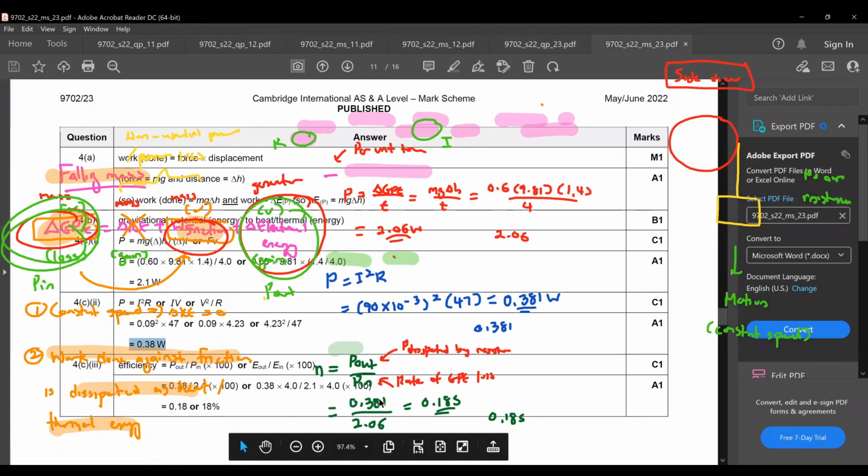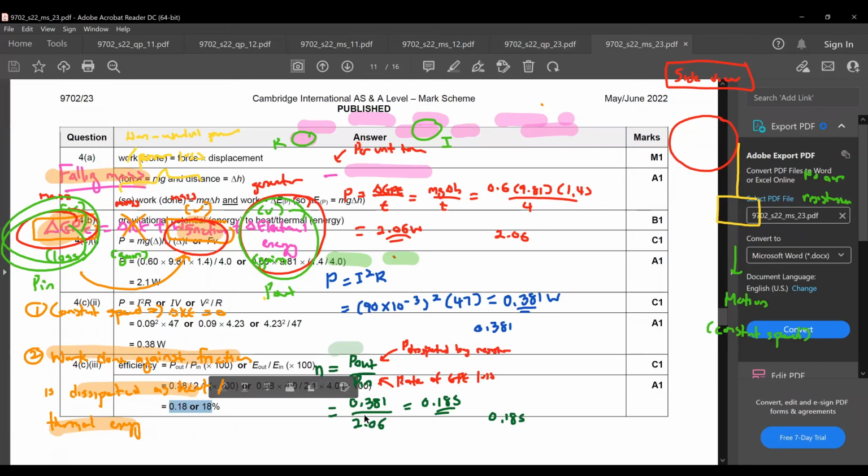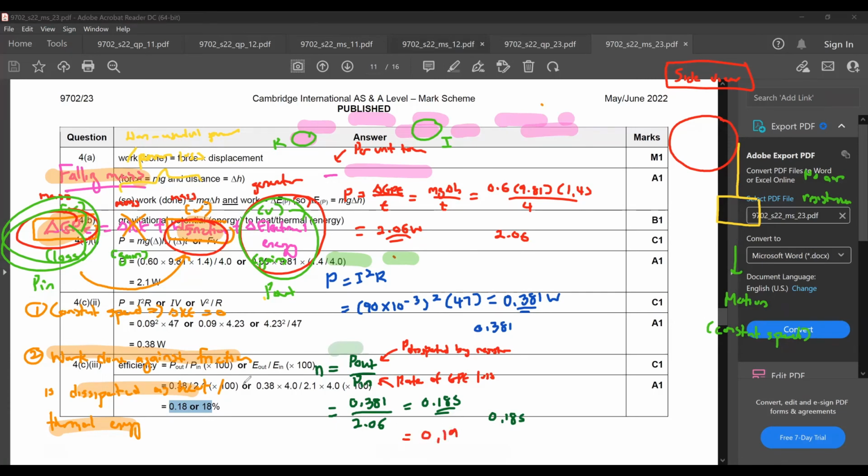Okay, it must be due to the fact that I use 3SF for my workings. That's why my answer is a bit different from your marking scheme. Because you see your marking scheme uses 2SF, 0.38 over 2.1, then you got 0.18. But I use 3SF, 0.381 divided by 2.06, so I got 0.185. If I rounded it up to 2SF, I will get 0.19. So it's seemingly different than what the marking scheme gave, right? But actually that one is of no consequence.